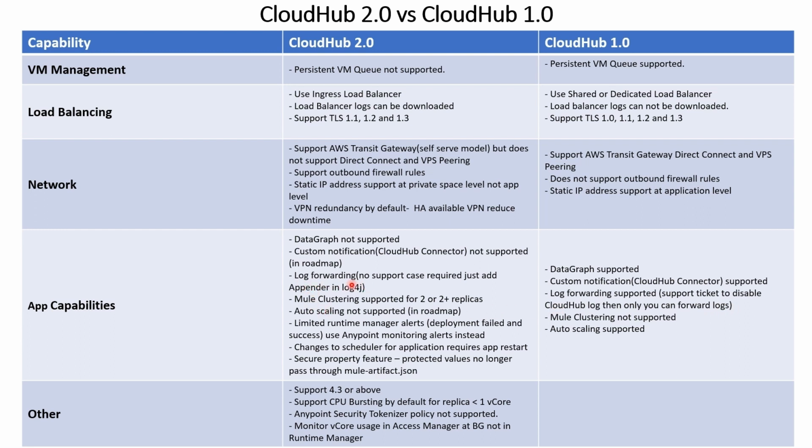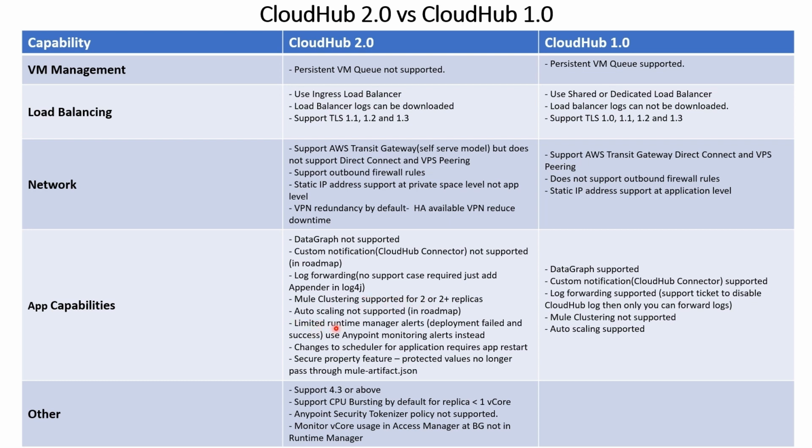In CloudHub 2.0, you only need to add an appender, and logs can be collected by the external log collector, and you can forward the log to the external system. CloudHub 2.0 supports Mule clustering. So in case you are using 2 or more replicas, you can choose the option of clustering and data between replicas will be shared. Internally, it uses Hazelcast to support sharing the data between replicas. Sharing of data will be in memory only.